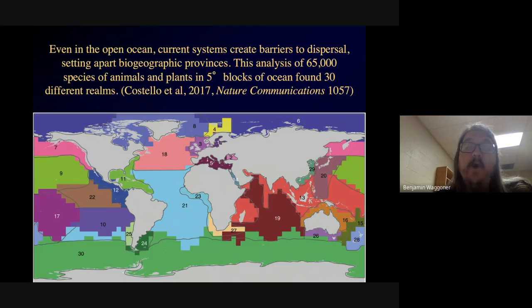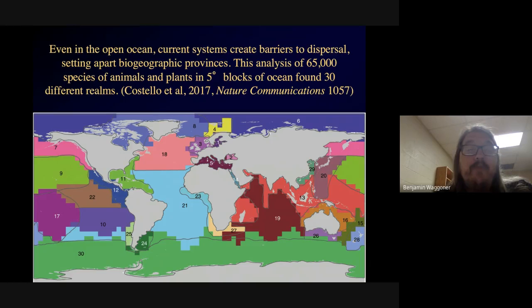Even in the open ocean, current systems create barriers to dispersal. In 2017, they ran an analysis of 65,000 species of animals and plants that were found living in 5-degree blocks of oceans. And computer analysis found there's 30 different biogeographic provinces in the oceans, 30 different realms.